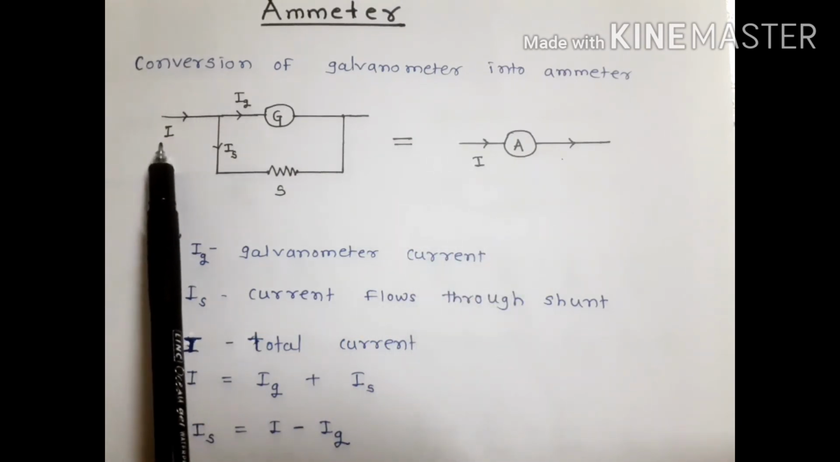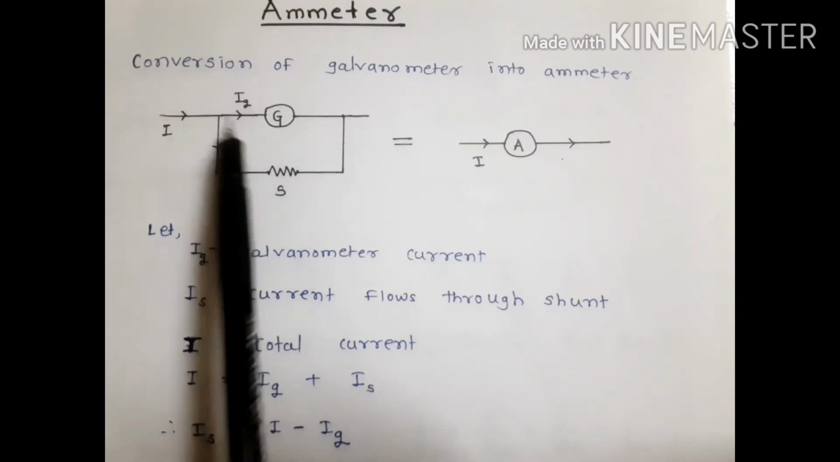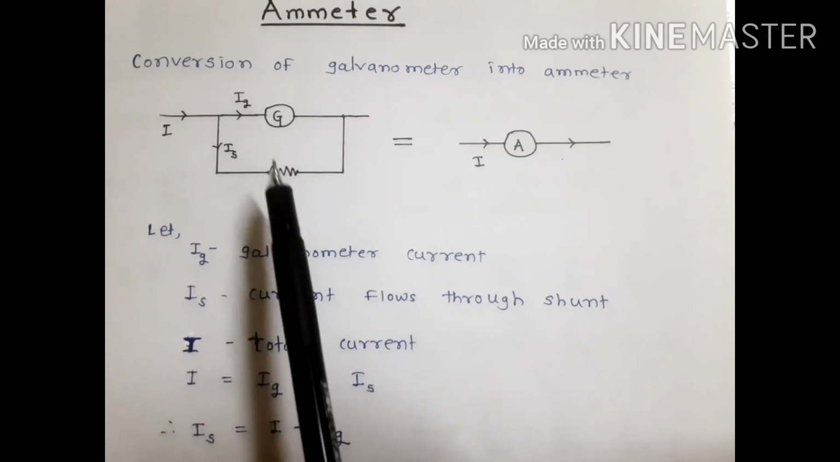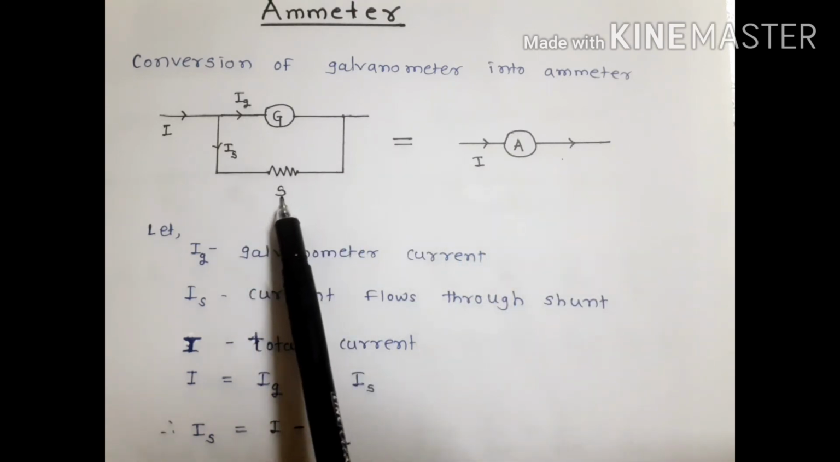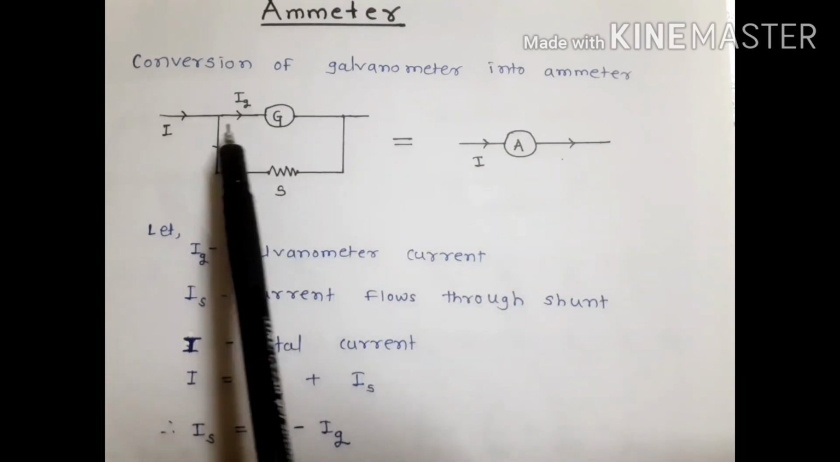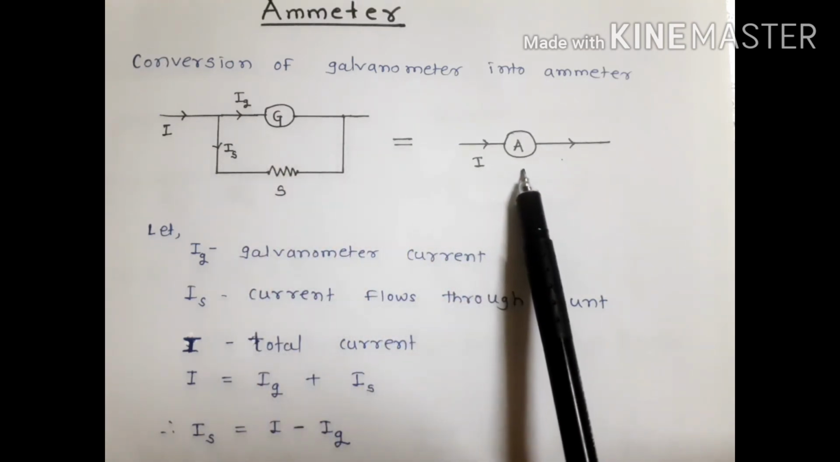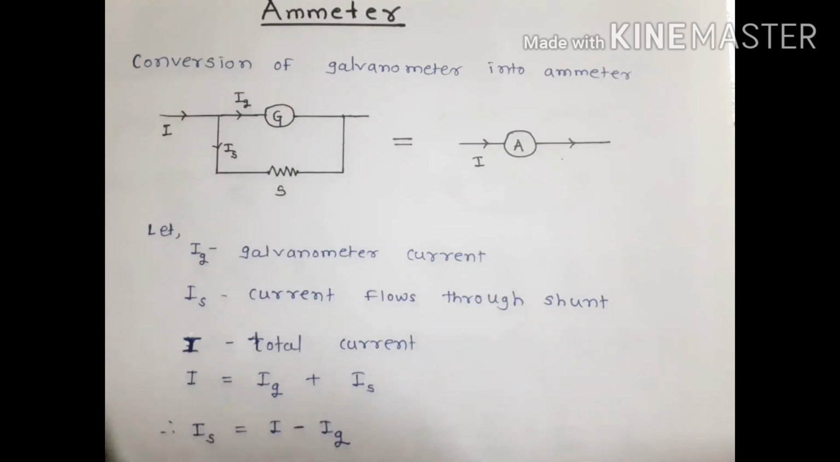Here capital I is the total current, Ig is the galvanometer current, and Is is the shunt current. The galvanometer current is the maximum current that flows through the galvanometer. Is is the shunt current that flows through the shunt resistor. G is for galvanometer, S is the shunt resistance. Whenever we connect the shunt resistance across the given galvanometer, that galvanometer gets converted into an ammeter. Capital A is the symbol of the ammeter, G is the symbol for the galvanometer, and S is the symbol for the shunt resistor.